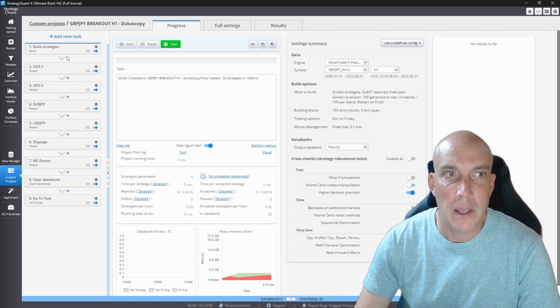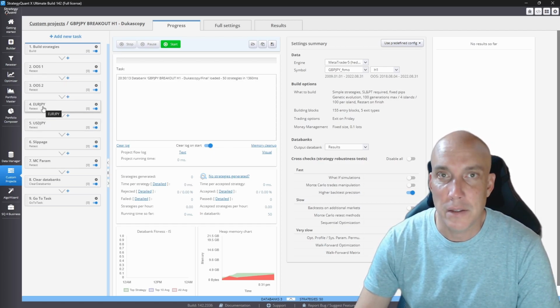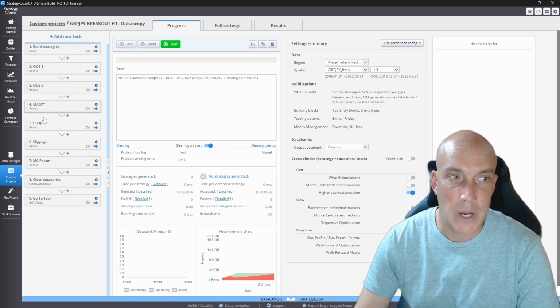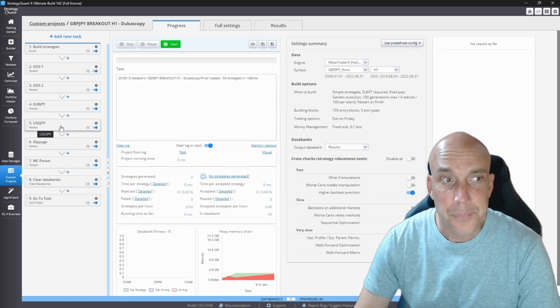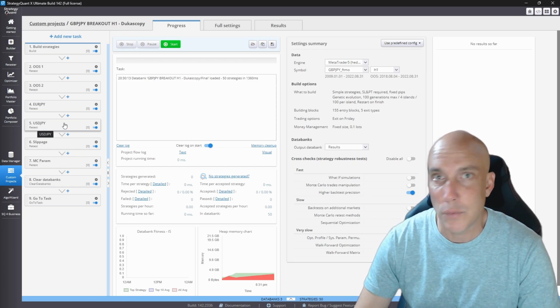If you're making this one, for instance, GBP JPY on hour one charts, you're going to test it on hour one charts, but in other markets. So you're going to see how the strategy holds up in Euro JPY and US dollar JPY. Yep, and that's what I'm talking about.